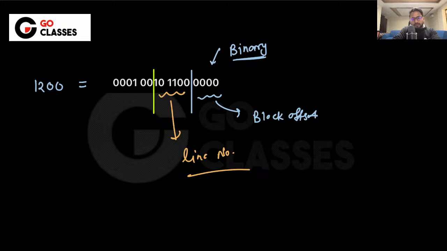Or is there some mistake? Is the binary correct? Let me quickly check. What is 1200 in binary? Can anyone give me the answer with the help of either ChatGPT or Google quickly?